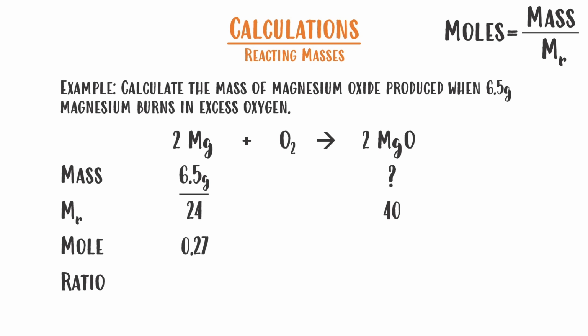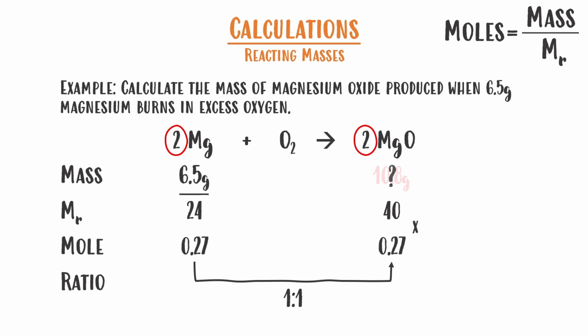Okay, now remember those molar ratios I mentioned earlier. This is where they come in handy. I have a 2:2 ratio between the magnesium and magnesium oxide. And if I simplify this, I have a 1:1 ratio. This simply means for each 1 lot of magnesium, I'm going to make 1 lot of magnesium oxide. So I have 0.27 moles of magnesium oxide also produced. And my final step here is to work out mass. To do that, I do 40 multiplied by 0.27 to give me a mass of 10.8 grams. And that there is my final answer.